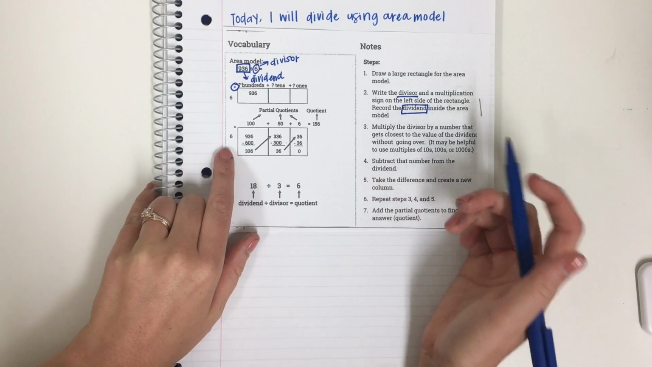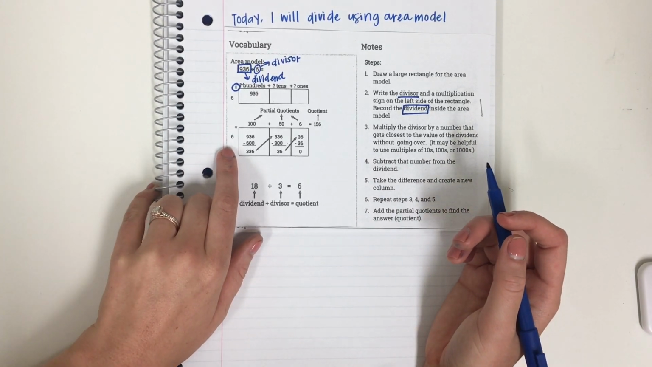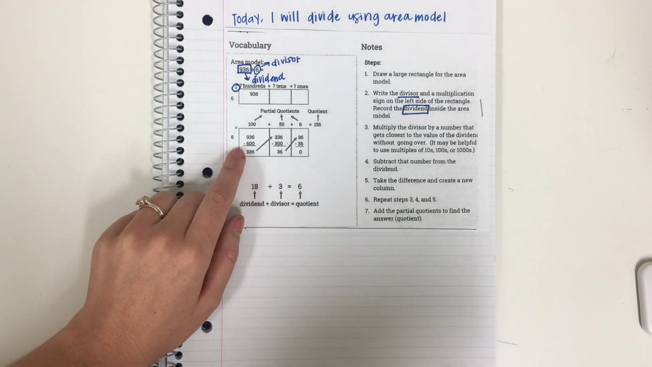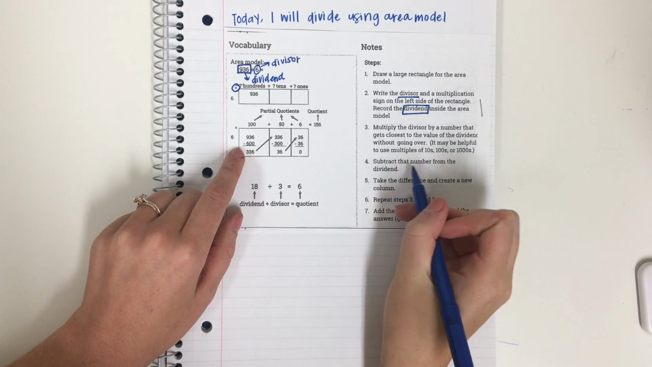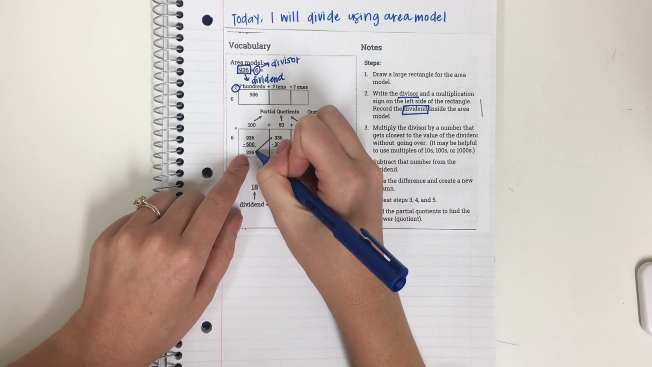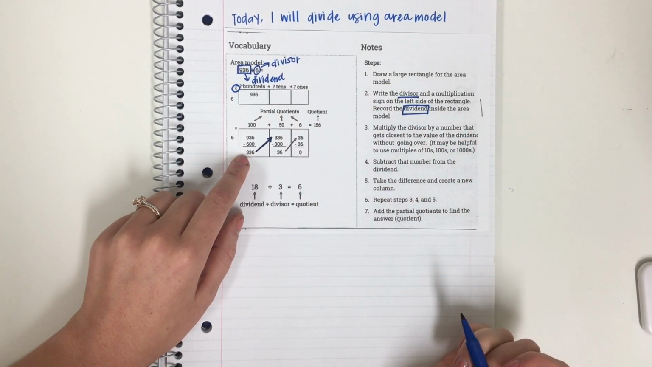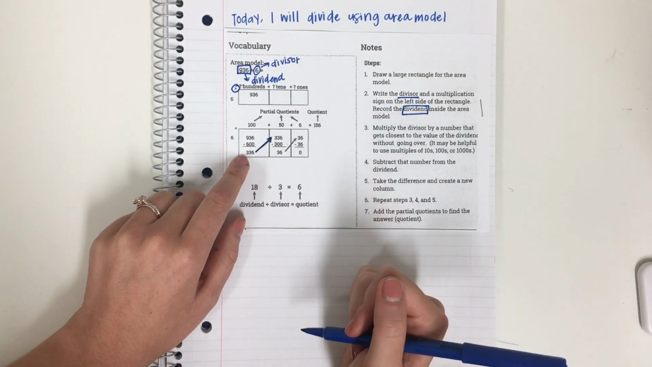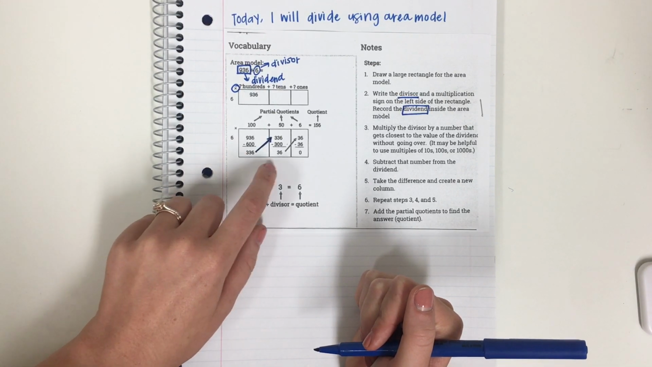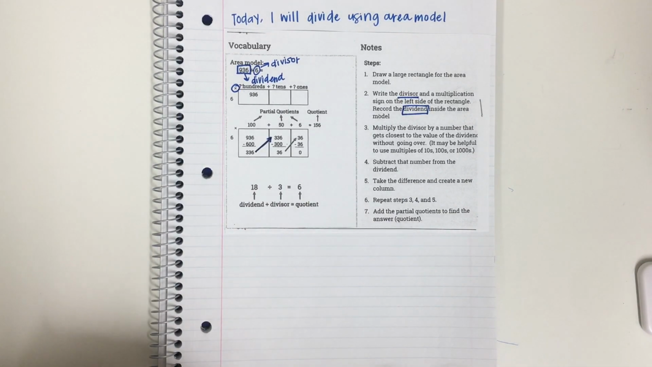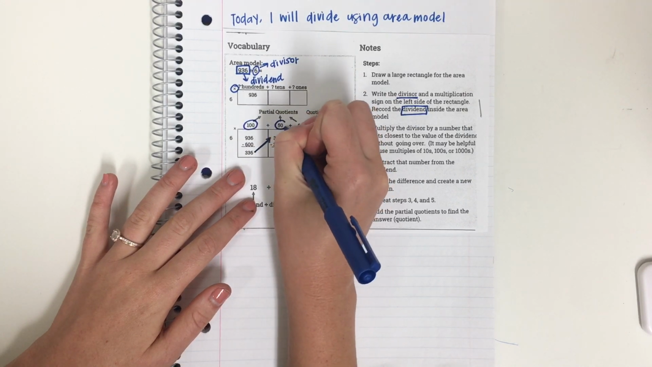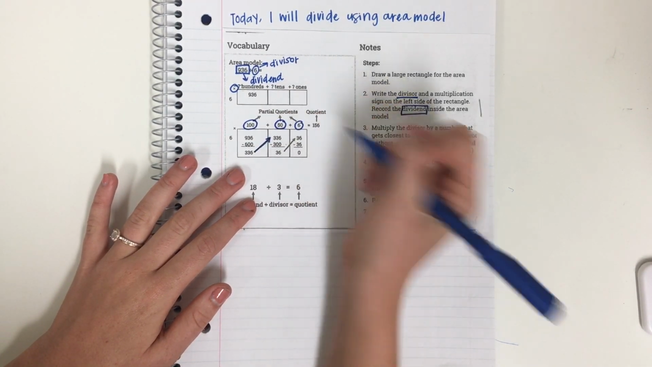They then took it and started multiplying, okay? So they multiplied 6 times 100 and tried to get as close as they could to 936. They then subtracted that number from the dividend, and they got 336. You then take that difference and put it up top at the next place value and create a new column, okay? Then you just keep repeating steps 3, 4, and 5 and add the partial quotients to find the answer. These are what we call partial quotients, okay? They all add up to become the quotient.